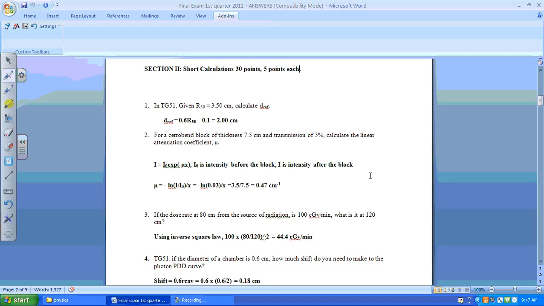I don't know if I gave this number. I might not have given it, but you should know that a cerebrum block is 7.5 cm. If you didn't know, you could have estimated it. If you put x in there, I gave you that question. I didn't expect you to remember that, but you should know that it's 7.5. If the dose rate at 80 centimeters from the source of radiation is 100, what is it at 120? That's just basic inverse square law.